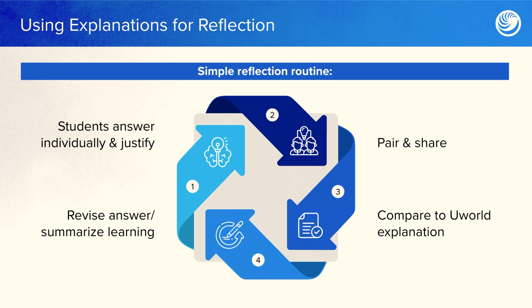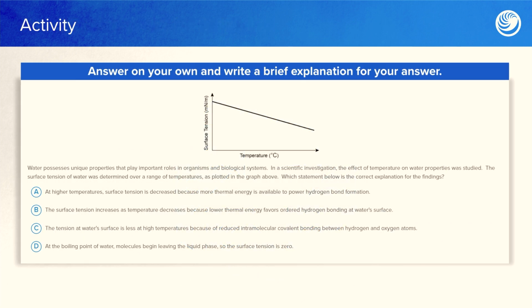Lastly, have students revise their answers and summarize their learning. If they pick the correct answer, does their explanation match the UWorld explanation, or do they need to add a bit more detail? If they pick the wrong answer, do they understand why their answer was wrong and what mistakes they made? What do they need to remember to not make the same mistake again? So the reflection routine could look something like this.